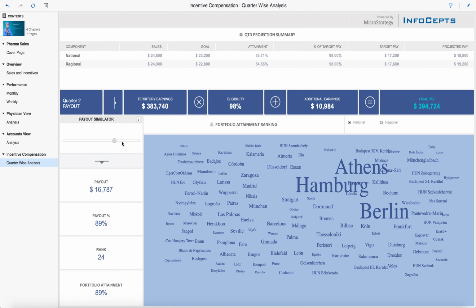And we have the ability to do a type of what-if analysis with a payout simulator, where a slider bar lets us change the value of those KPIs and understand what the impact would be for the payout and portfolio attainment.